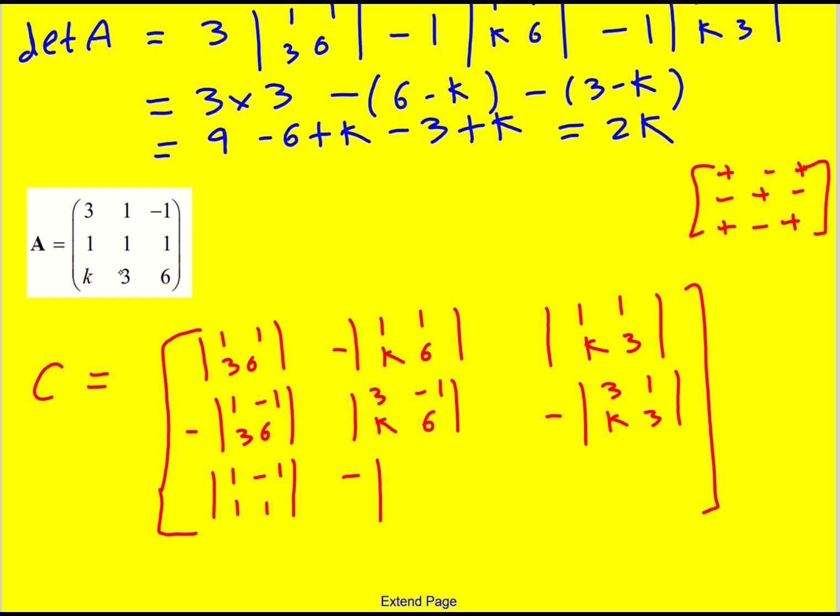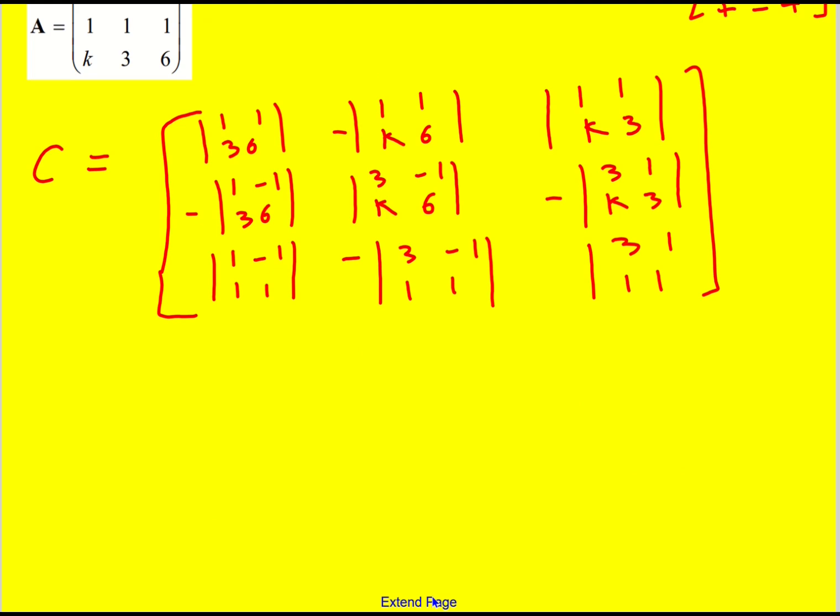And it's minus 3, minus 1, 1, 1. And lastly, 3, 1, 1, 1. Okay, good. And let's figure this out. We're going to get 6 minus 3, 3.